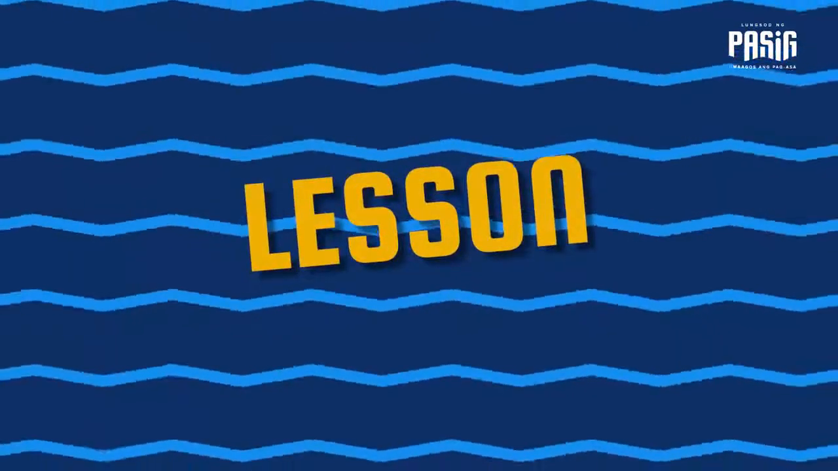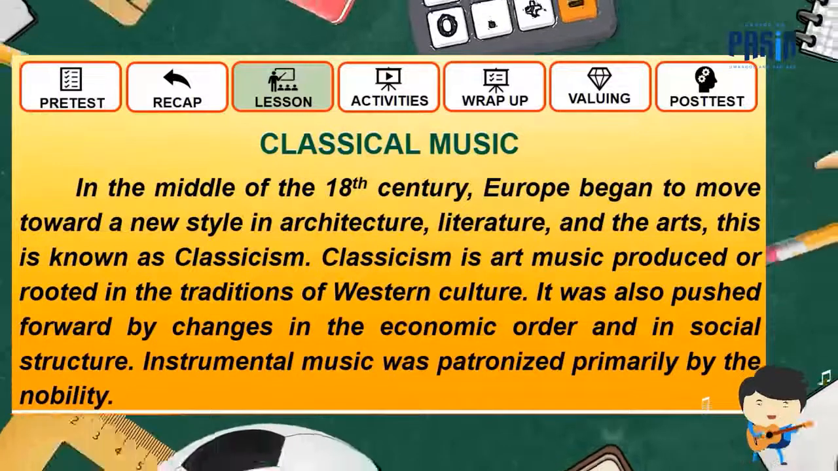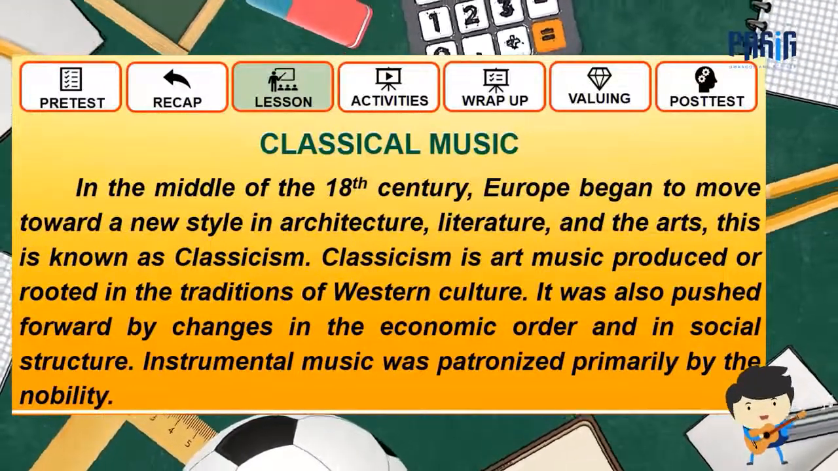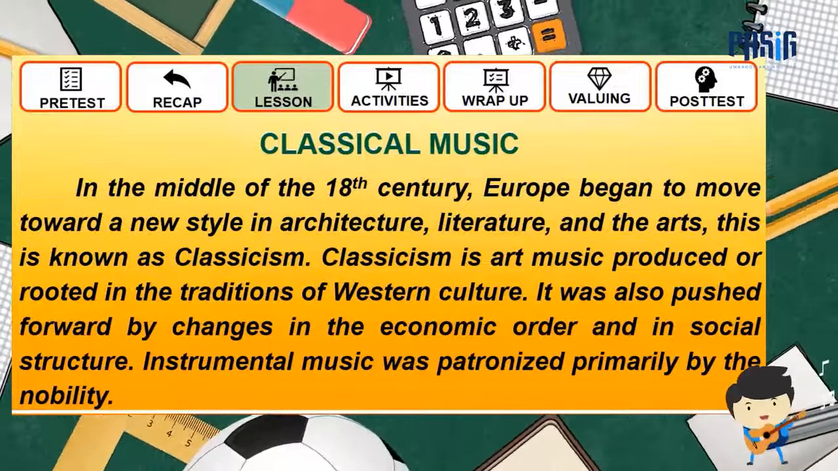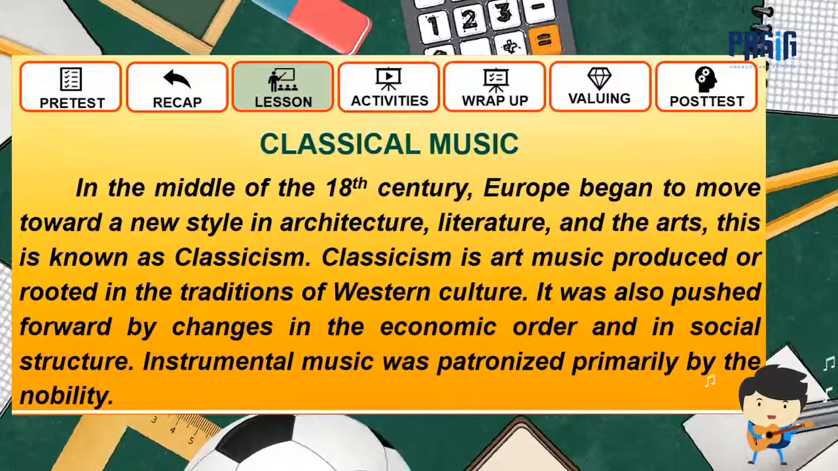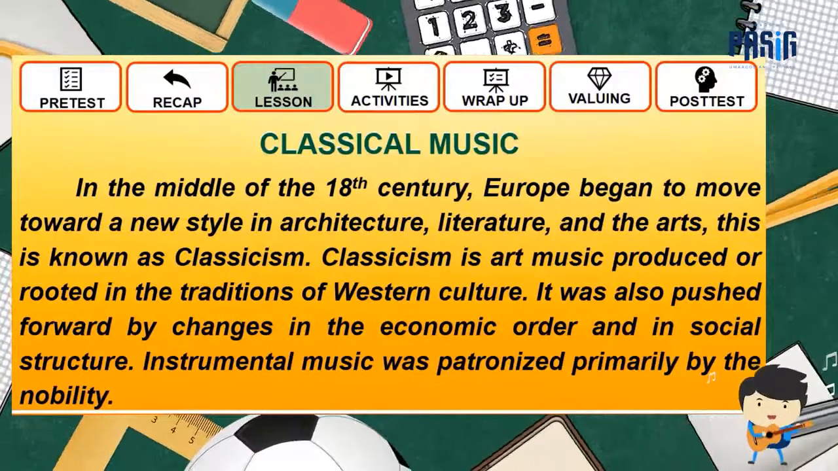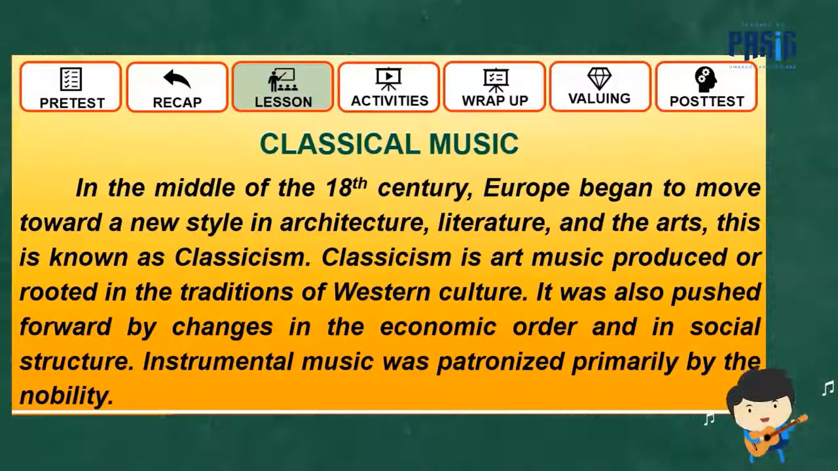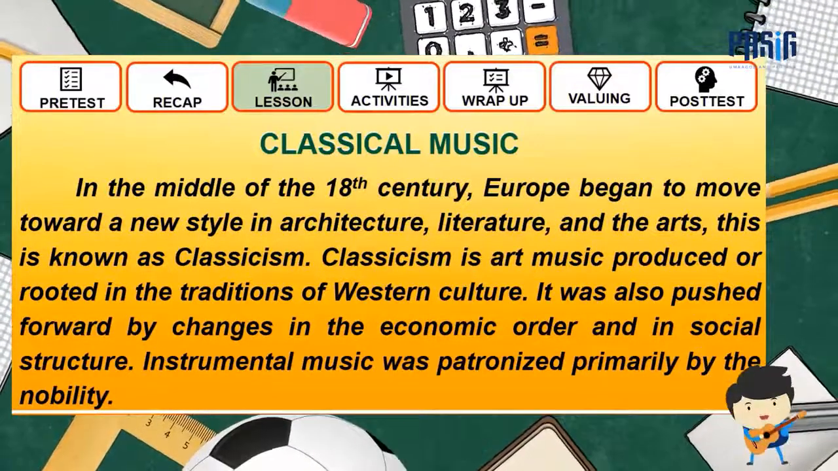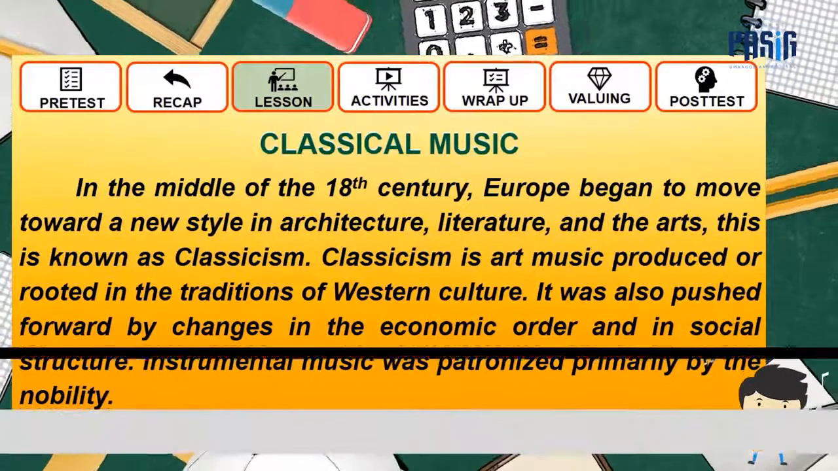In this self-learning module, we will be exploring classical music. In the middle of the 18th century, Europe began to move toward a new style in architecture, literature, and the arts. This is known as classicism. Classicism is art music produced or rooted in the traditions of Western culture. It was also pushed forward by changes in the economic order and in social structure. Instrumental music was patronized primarily by the nobility.